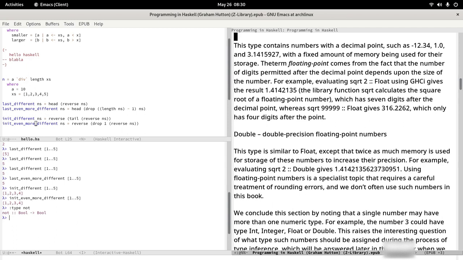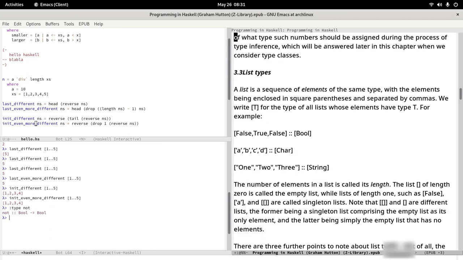We conclude this section by noting that a single number may have more than one numeric type. For example, the number 3 could have type Int, Integer, Float, or Double. This raises the interesting question of what type such numbers should be assigned during the process of type inference, which will be answered later in this chapter when we consider type classes.